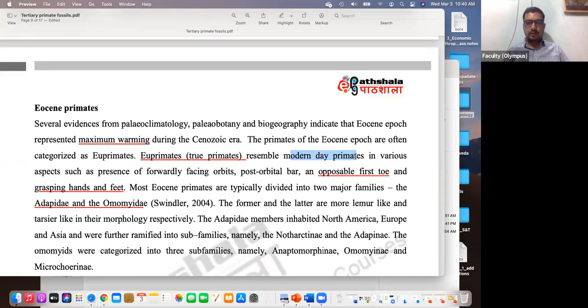Such as, what features do they have? You can write here if you want to make it easy. Eocene had warmer climates, the warmest of this era, they say. Maximum warming conditions of the Cenozoic era. And this is where we have evidence for what is called euprimates, or true primates. Why do we call them true primates? Because they have a lot of resemblance with the current-day primates. So features were obvious. They were becoming relatable to primates here.